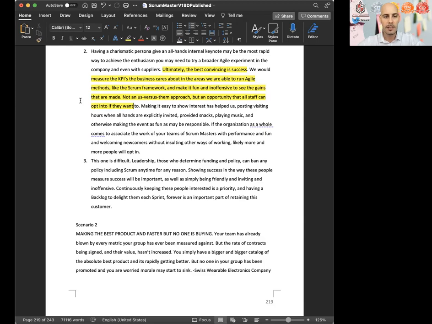If the organization as a whole comes to associate the work of your teams of Scrum Masters with performance and fun, and welcoming newcomers without insulting other ways of working, likely more and more people will opt in.